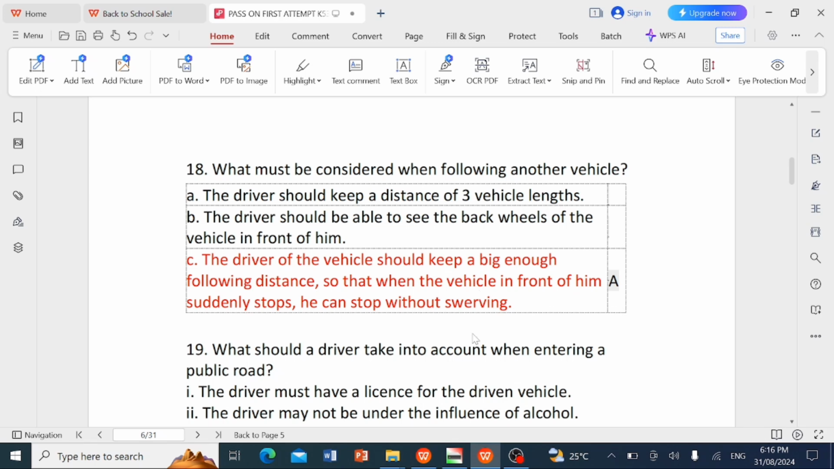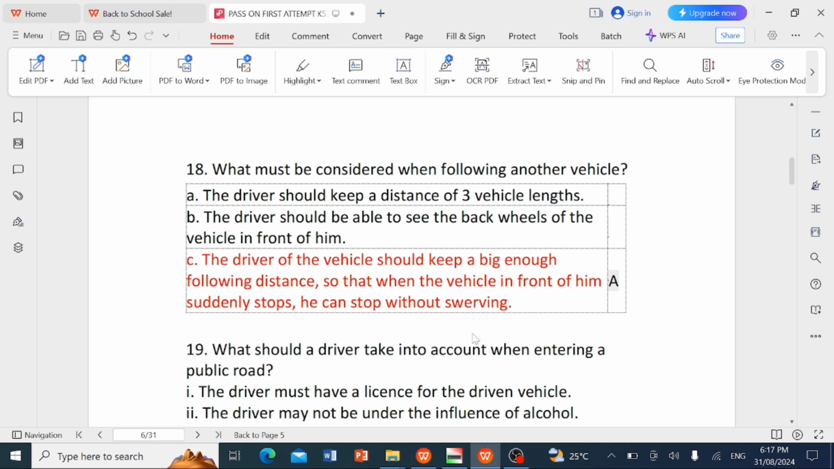Following distance means that there's a vehicle in front of you, so you leave a safe gap between you and the vehicle in front of you, so that if something happens to the vehicle in front, that it should do a sudden braking, you have enough time to press on the brakes, enough time to react, enough time to stop before colliding with the vehicle in front. So we call that safe following distance.